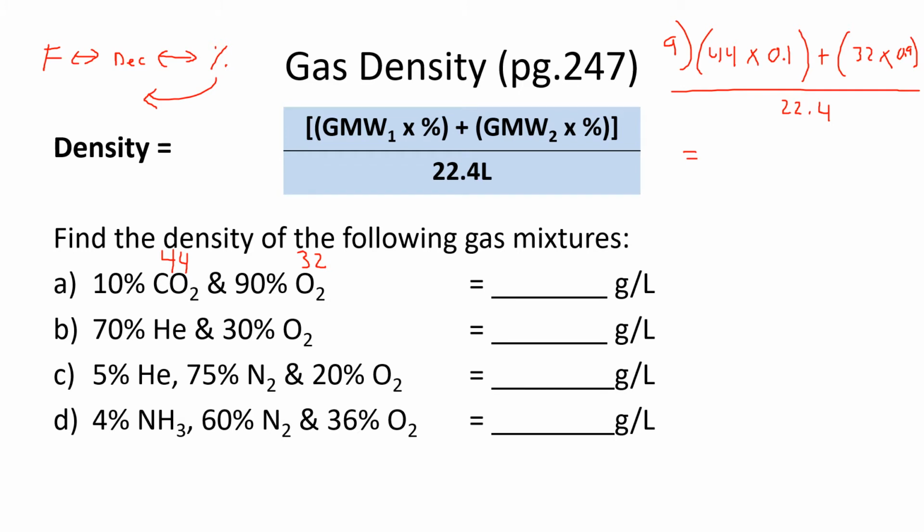Where do you get the 0.9 again? 90%. I took the 90% here and divided it by 100 to get my decimal, 0.9. That way I don't have to worry about percent signs. All I did was a fraction, decimal, percentage conversion, which you guys know how to do. If not, refer back to lesson 1.1. All right, what do you get as the density, grams per liter?